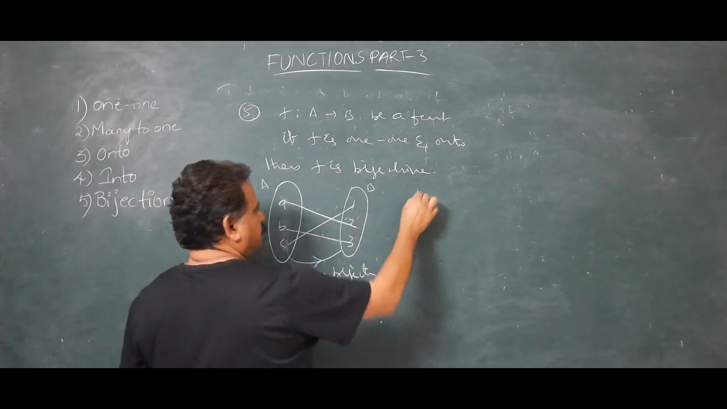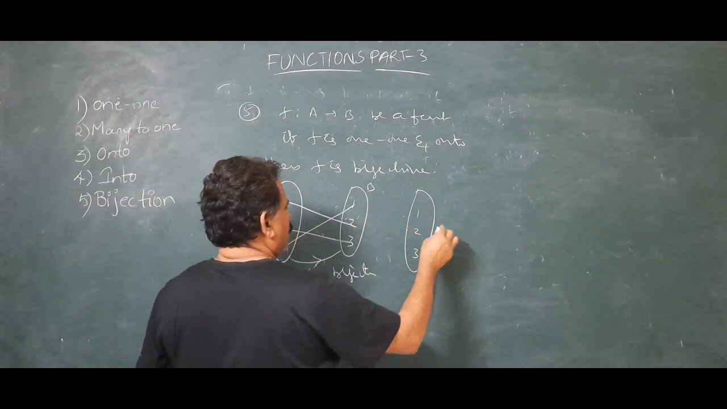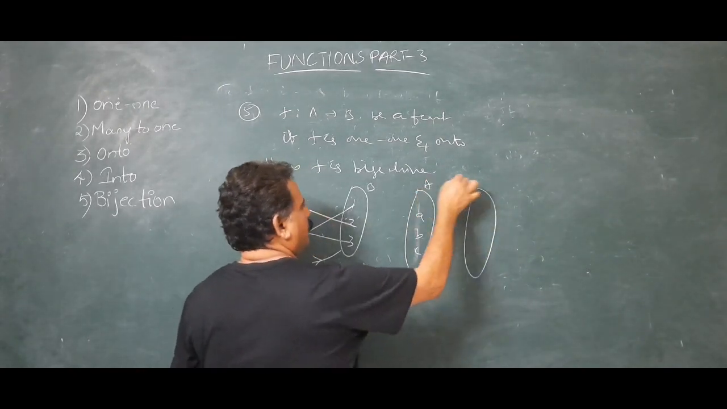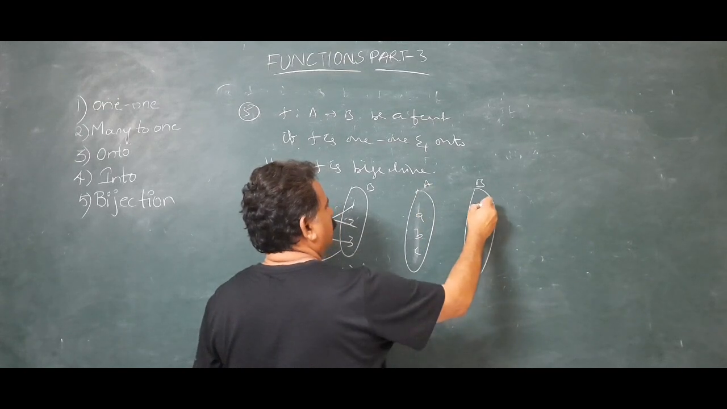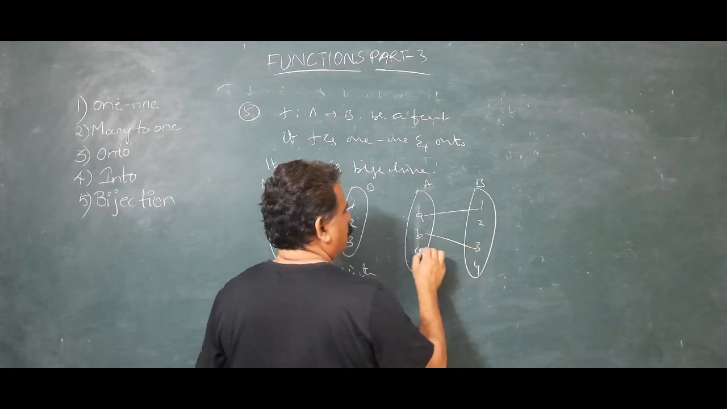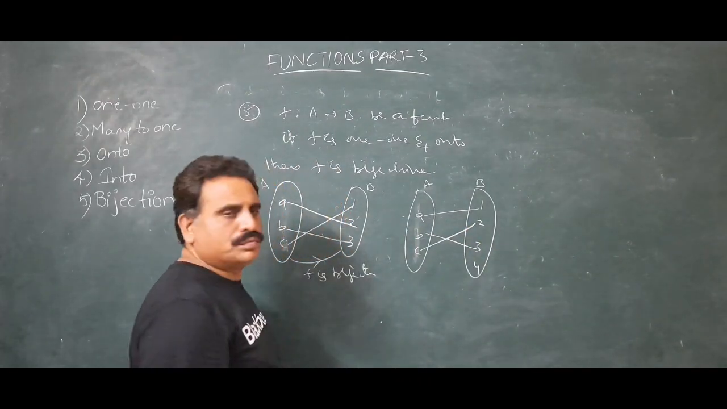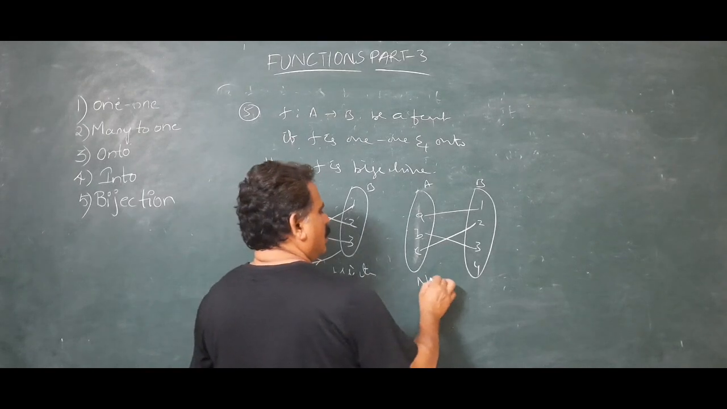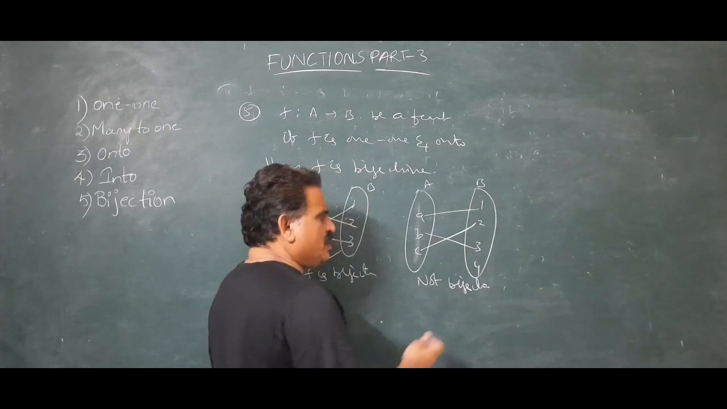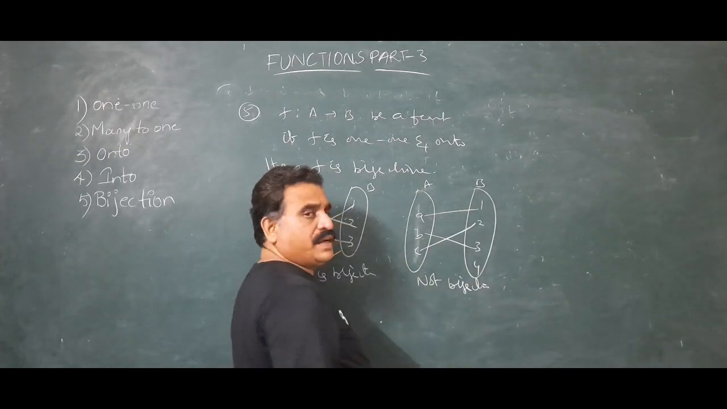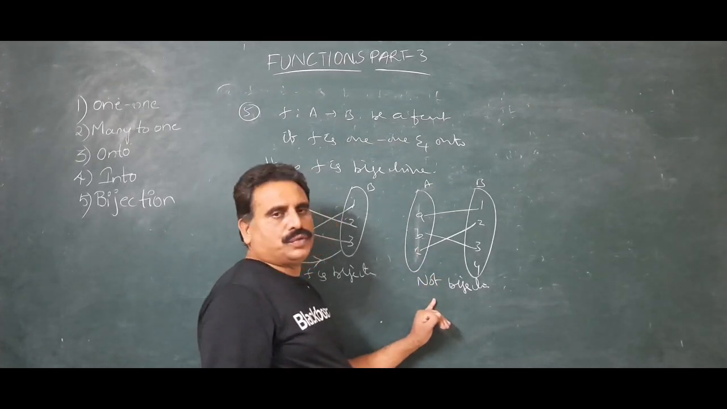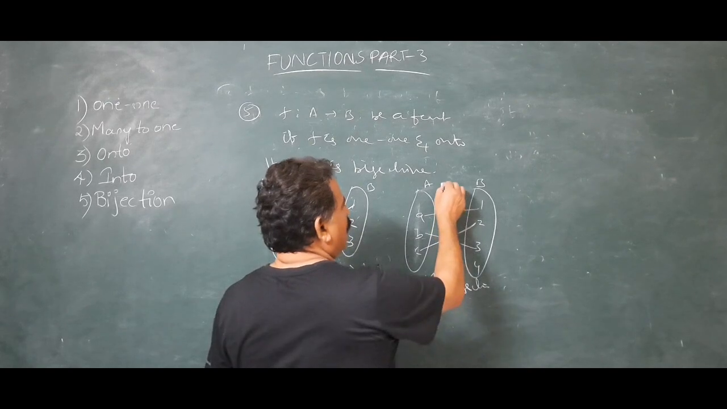Another example. A = {1, 2, 3} and B = {a, b, c, d}. This is not onto, so not bijective, because 4 has no pre-image. It is 1-1, but not onto. That's why it is not bijective.